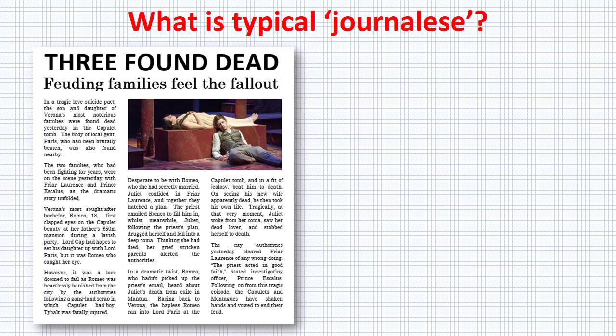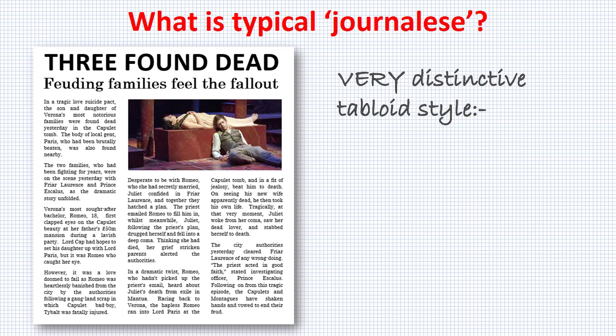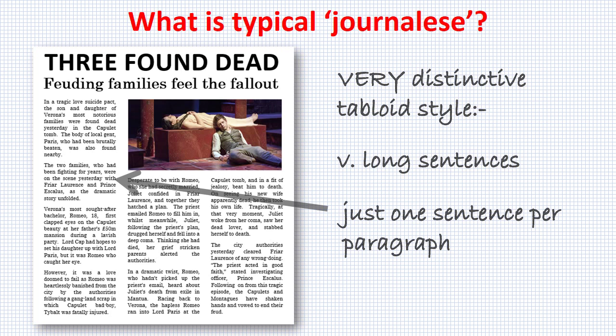So if we look back at the story about Romeo and Juliet, we can see it's got a really distinctive tabloid style. And one thing to notice is that the sentences are really long and that there's usually just one sentence per paragraph.